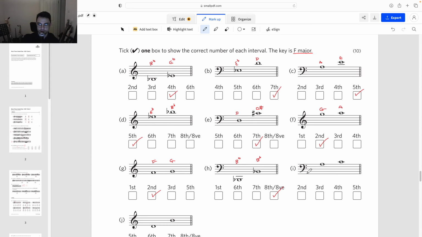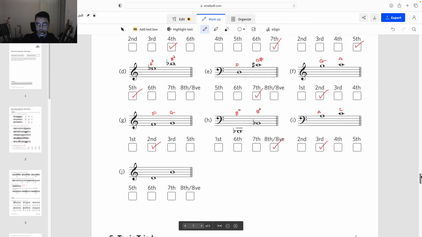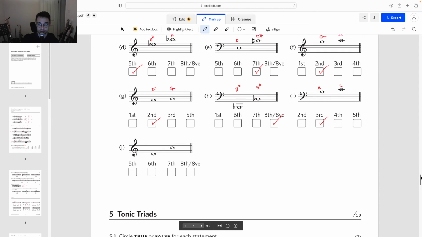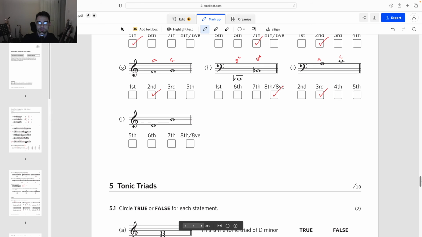Okay, question I. We're in the bass clef. That's an A, going up to a C. So, A, B, C. 1, 2, 3. That would actually be a minor third. Alright, that would be a minor third. If it was a C sharp, it would be a major third. But A to C is a minor third.